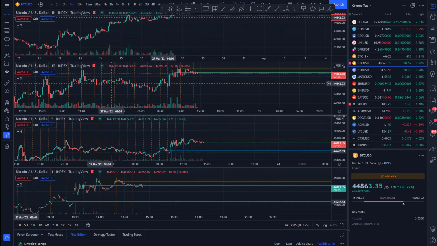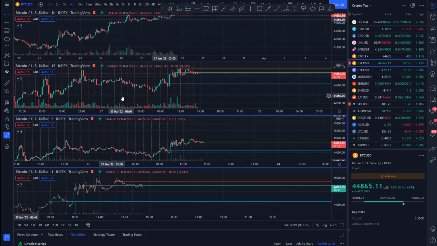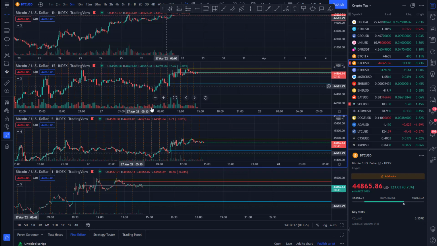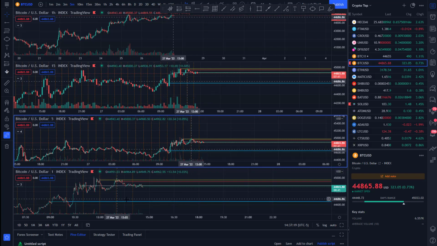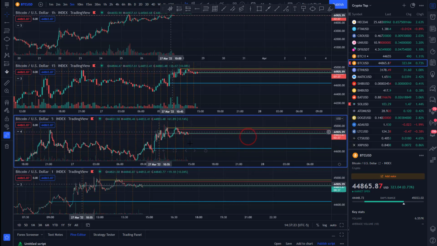We can really get a good feel of it and start creating rules and guidelines around how we would look at the intra-hour price action. And then as we roll down here, we have the 15-minute, the 5-minute, and then the 1 minute.